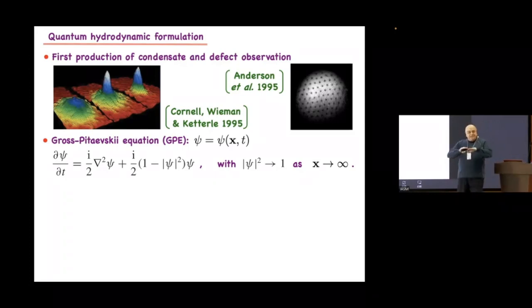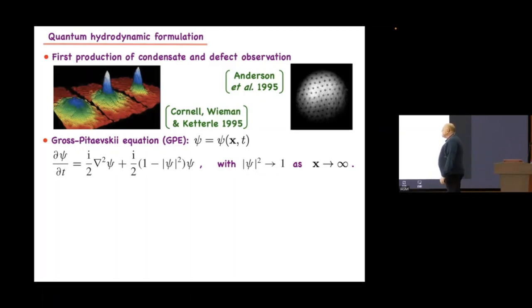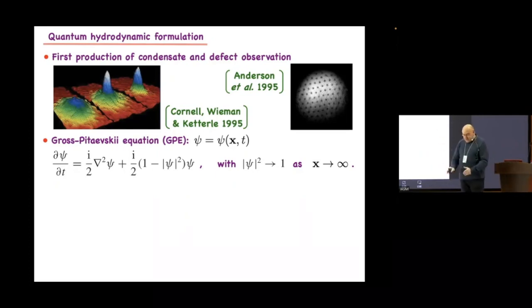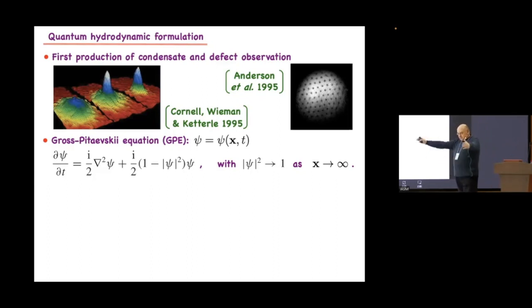Now, if you do a mean field approximation to this quantum system, you get this Gross-Pitaevskii equation that, as you see, is basically a nonlinear Schrödinger equation. You have a cubic term there, and then the rest is the Schrödinger equation. Psi is the wave function of the system, function of the vector position x and time t, and we assume that the system is in an infinite domain with this condition, psi squared going to 1.